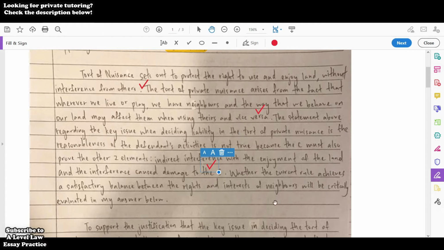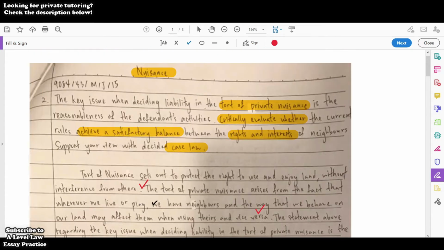The next thing that I want to highlight is this part here, which is the thesis statement, which seems fine, where basically the student is saying that whether the current rules achieve the satisfactory balance between the rights and interests of neighbors will be critically evaluated in my answer below. Usually the thesis statement is more or less a rehash of the question itself, or at least the focus of the question, so that you know that you are not writing out of the topic or digressing.